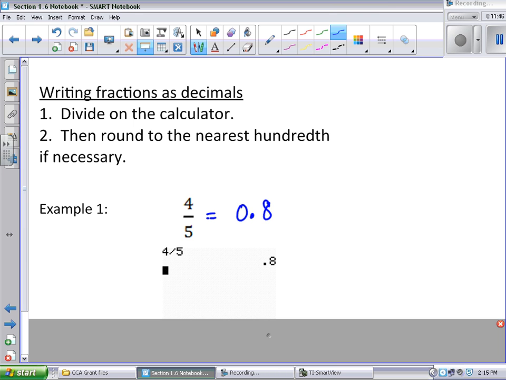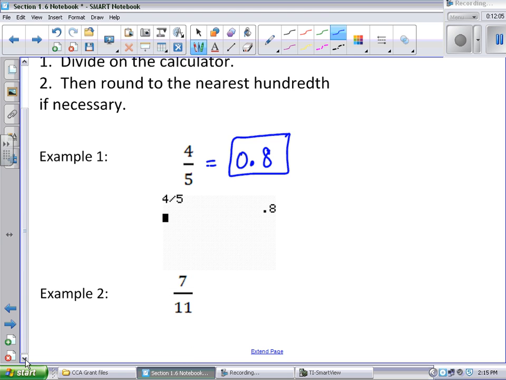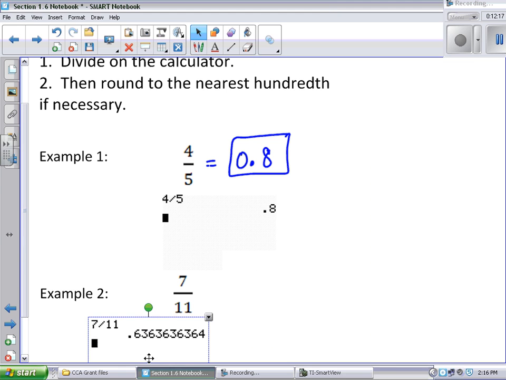I get 0.8. Now in your science classes, your scientists are always going to fuss at you to keep that leading 0 there. It just denotes that that decimal place isn't just a speck on the paper, you know, a random dirty mark, that it is a decimal place. Let's look at example 2. In example 2, we have 7/11. Again, if I take my calculator and I do 7 divided by 11, here's what I get. I get 0.636363.